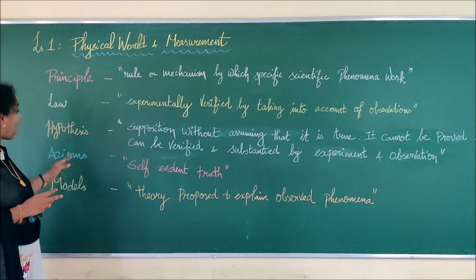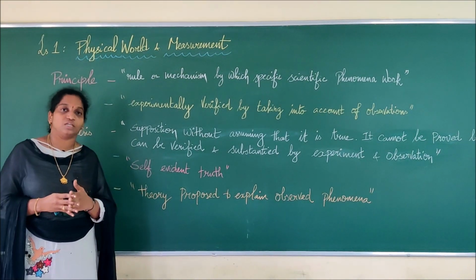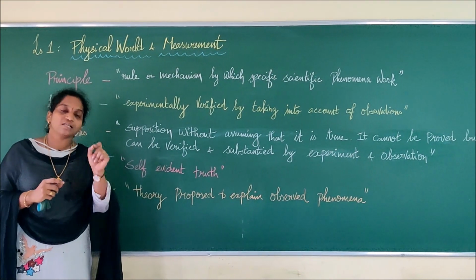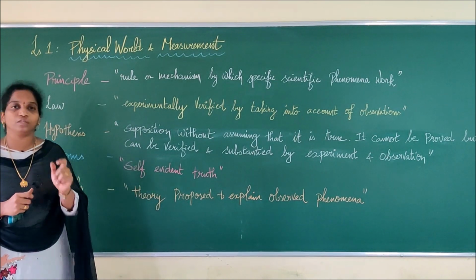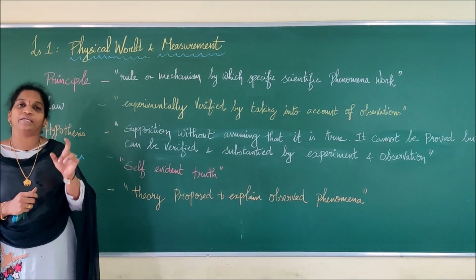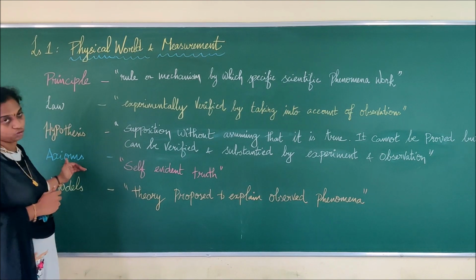So then, we'll go for axioms. What does it mean by axioms? It is a self-evident truth. It has a truth in it, right? Everything has been proved by it. Then we call that an axiom.